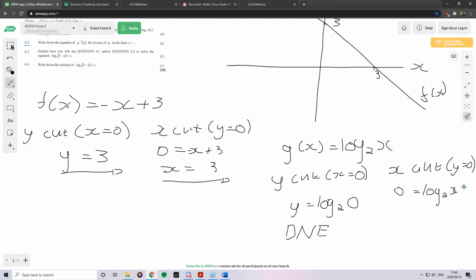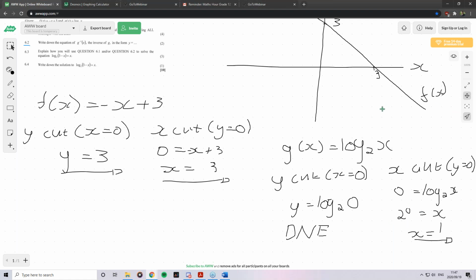Solving for this, we have 2 to the power of 0 is equal to x, because this reads: what do I raise 2 by to get x? If the answer is 0, then 2 to the power of 0 is equal to x. This is that identity earlier, where log base 2 of x is equal to y is the same as 2 to the y is equal to x. So x is equal to 1, because anything to the power of 0 is just equal to 1.